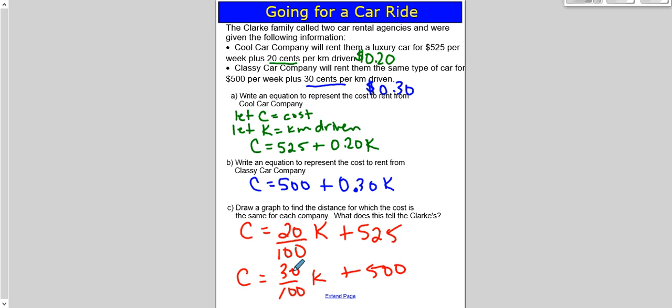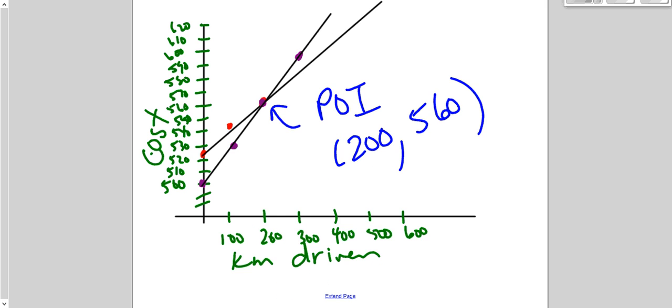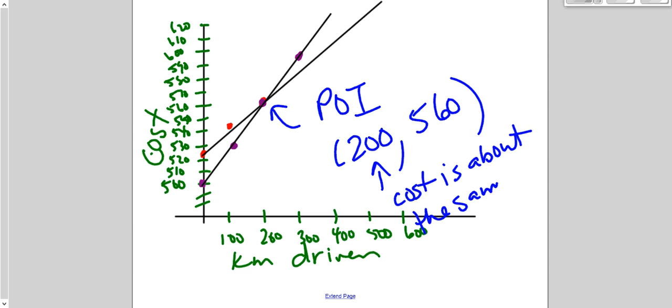So there's our point of intersection. So it says draw the graph for which cost is the same for both companies. What does this tell the clerks? So it looks like around 200 kilometers. Cost is about the same for 200 kilometers.